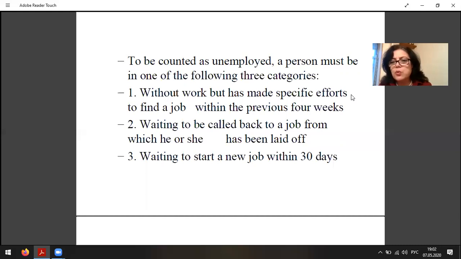Then the second one are the unemployed people that are simply waiting to be called back to a job from which he or she has been laid off. And the third one, the people waiting to start a new job within the next 30 days. So as you can see, we have 3 different types of unemployed people.